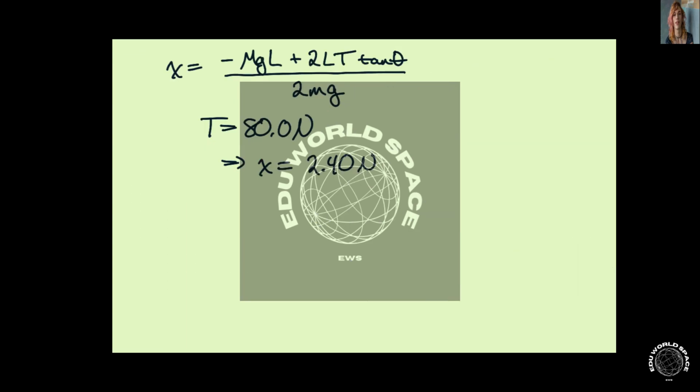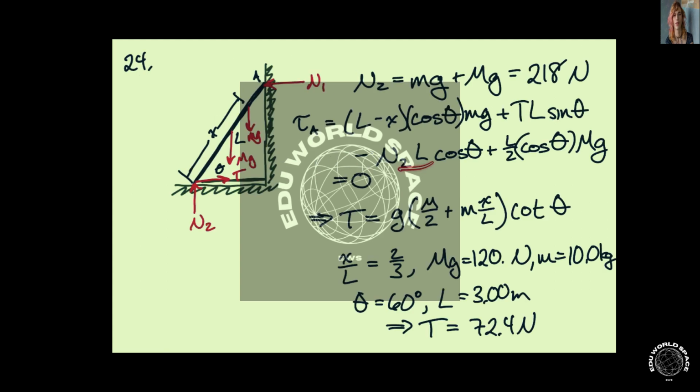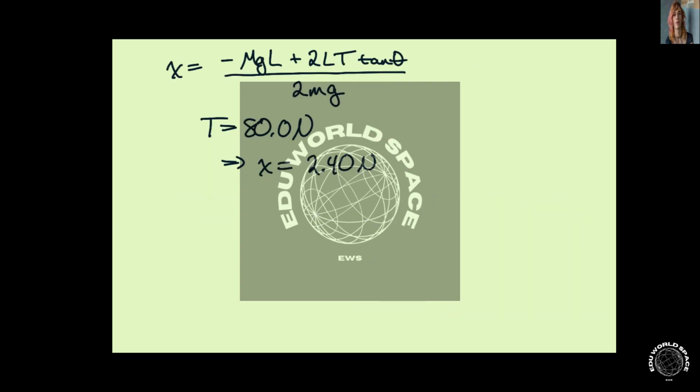Then we are asked to figure out the maximum distance the monkey can climb before the tension exceeds 80 newtons. In that case, we can come back here and solve for x, and we find that x is given by this expression. Now we assume that the tension is 80 newtons, and we plug in all of our numbers, and we get that x equals 2.4, not newtons, meters.